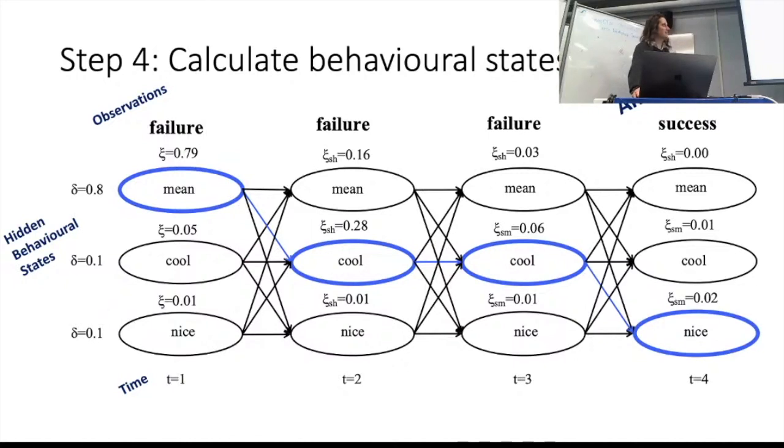This kind of decoding is most often done with something called the Viterbi algorithm, and that's what we call a global decoding scheme. So what we end up doing is we're really focusing on the entire path. So we're calculating the most likely probable entire path through those behavioral states.